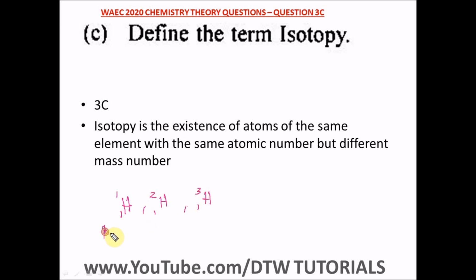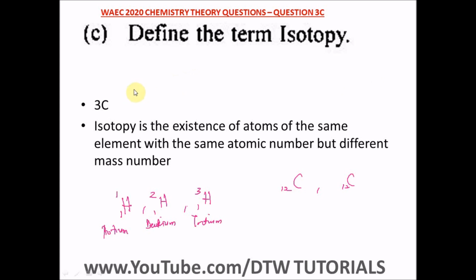This is protium. This is deuterium. They are all isotopes of hydrogen. This is tritium. You also have carbon: carbon 12, carbon 13, and carbon 14. These have the same atomic number and different mass number. They have different mass numbers because the number of neutrons is different. So these are isotopes. An isotope is an atom with the same atomic number but different mass number.